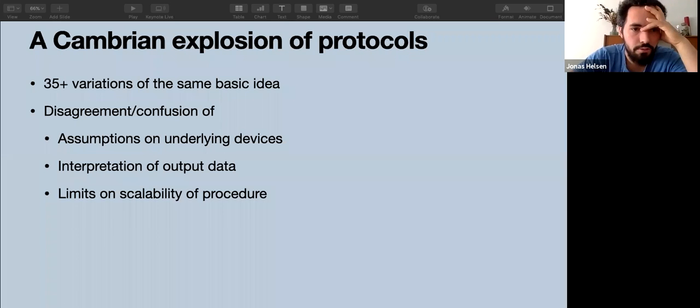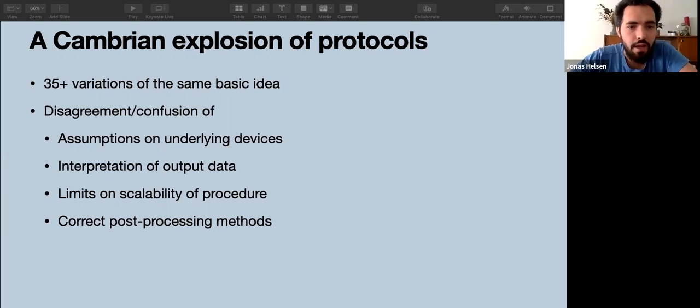And people were claiming that, one of the key points of randomized benchmarking is that it's scalable, so you can do it on a lot of qubits. But what precisely the limits of this scalability are was unclear. And it varied with all of these protocols, and everything got really confusing, and everything still is really confusing. And then there's a whole bunch of post-processing things that I'll get into later.